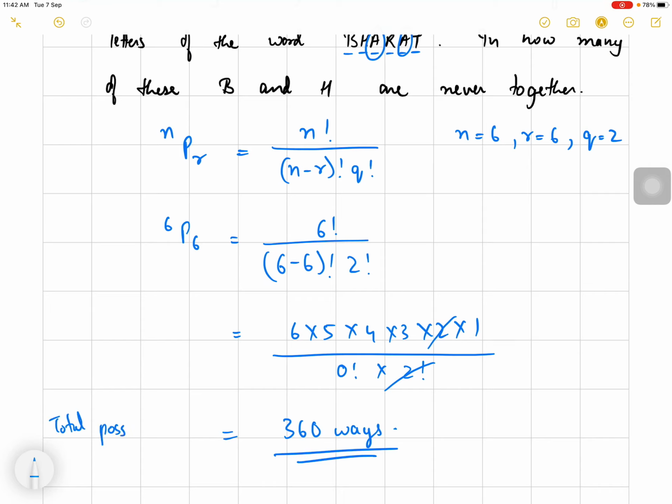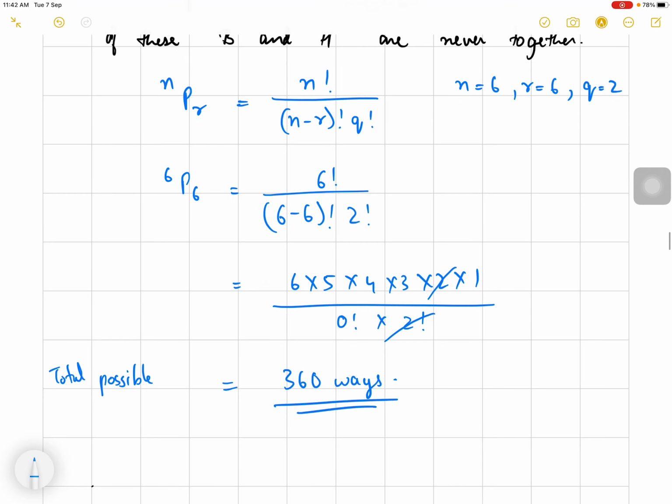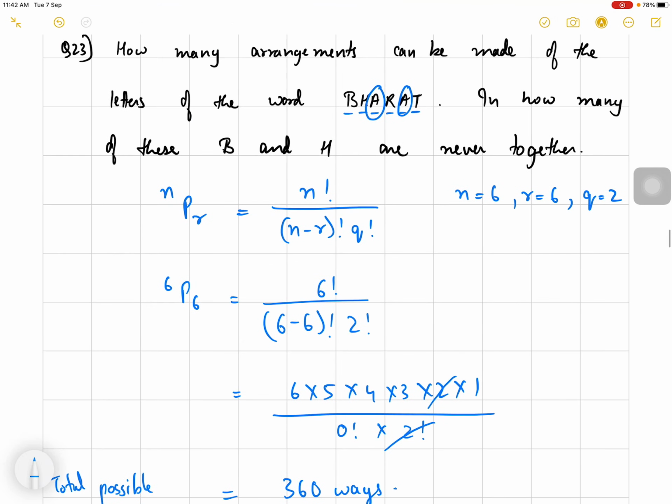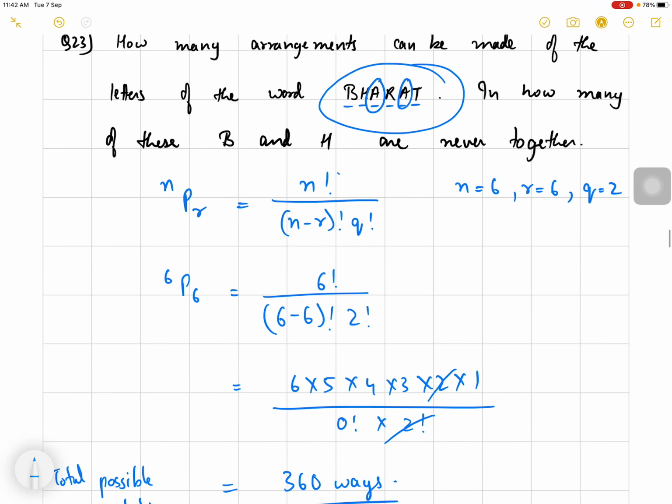Total possible permutation of the word Bharat is 360 ways. But what we want is in how many ways B and H are never together. Let us find the total number of permutations when B and H are together.